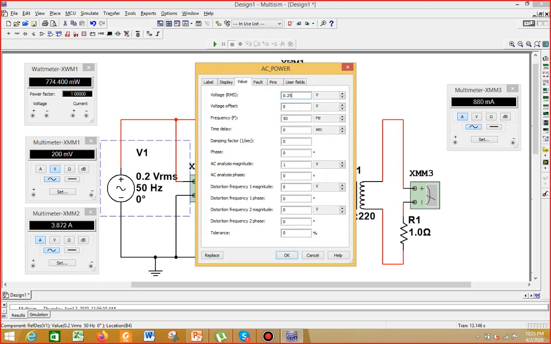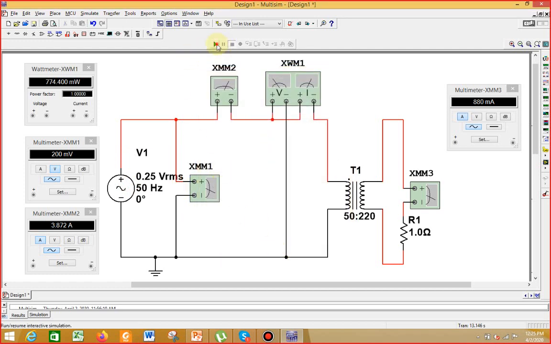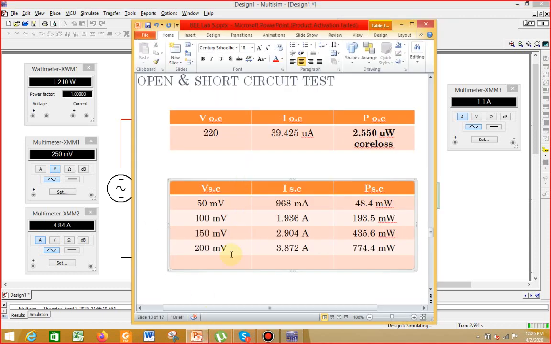Just the last reading, we have to increase the voltage up to 0.25 and then run the simulation and note down these values. 250 millivolts, 4.84 amps, and 1.21 watts of power loss.